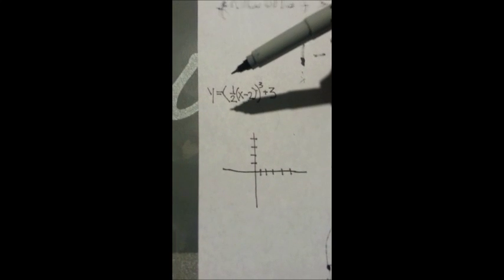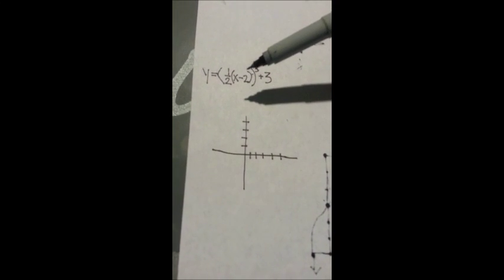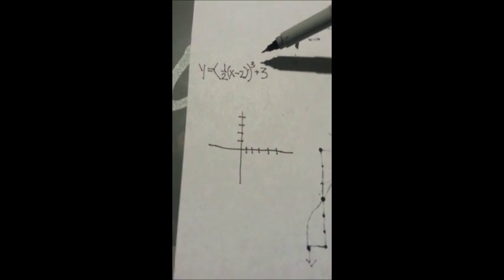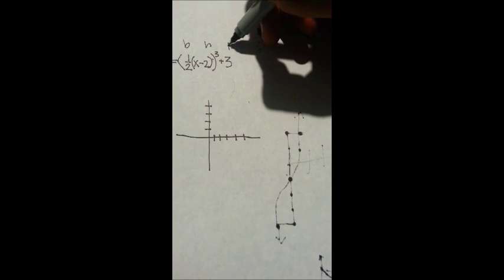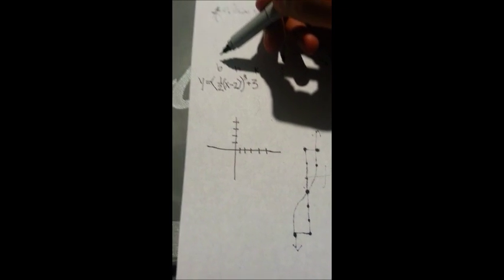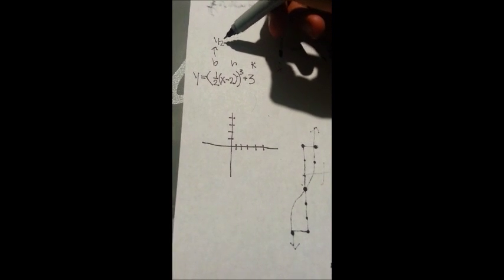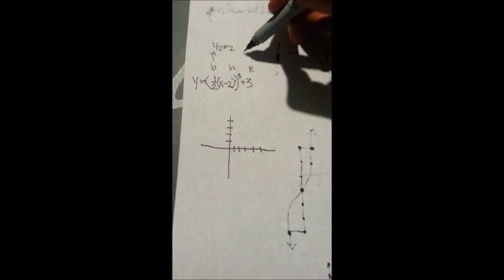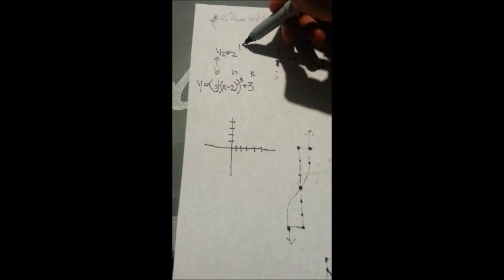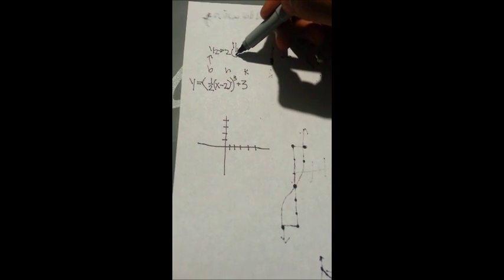Next, we are going to graph this equation. Parentheses 1/2, parentheses x minus 2, parentheses to the third plus 3. So in this, we have a B value, an H, and a K. Our B value is 1/2, which is essentially 2, because when you plug it into the equation, it is 1 over B, this is where the 2 comes in.